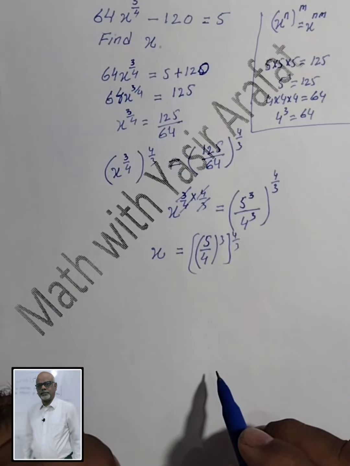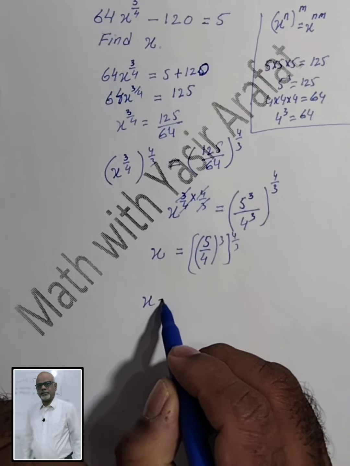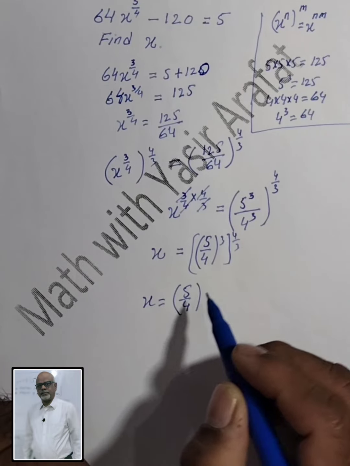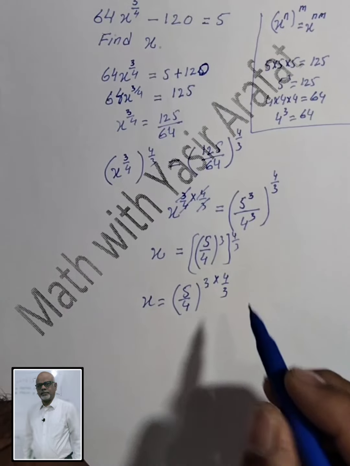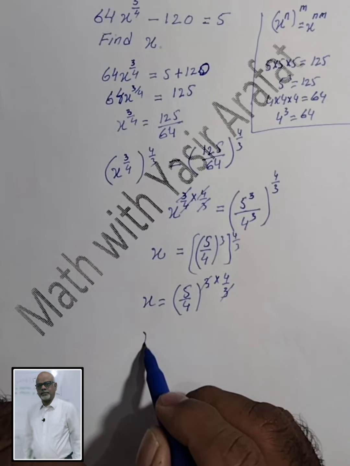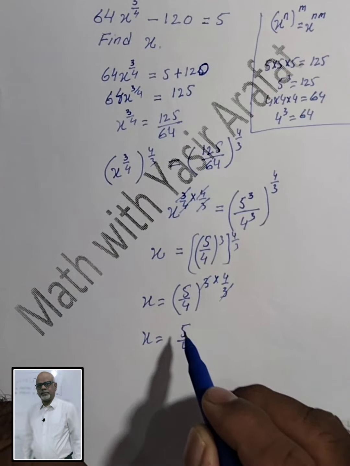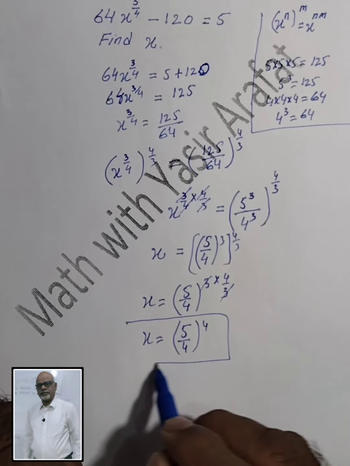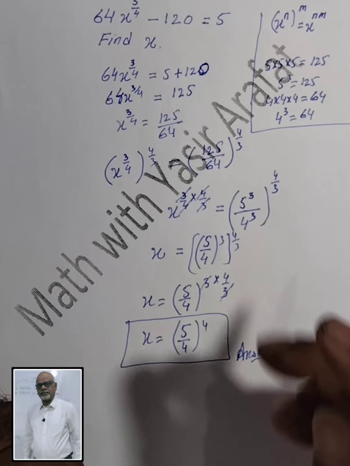Now again we have to apply this rule on this step. This is 5 upon 4 to the power 3 multiplied by 4 over 3. So this 3 will cancel out with this one, and we get 5 over 4 to the whole power 4. This is the value of x of this exponential type equation.